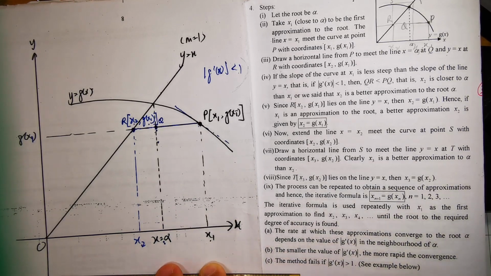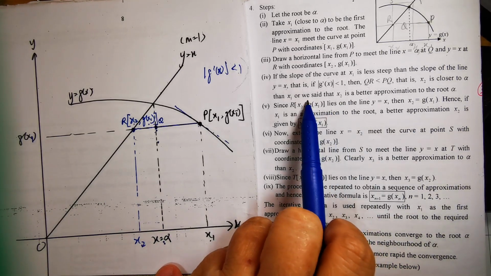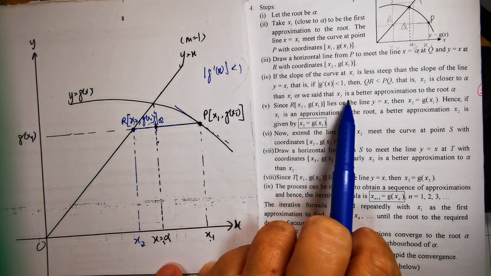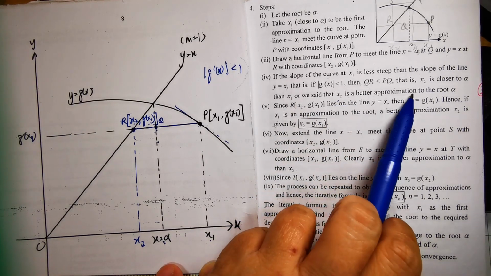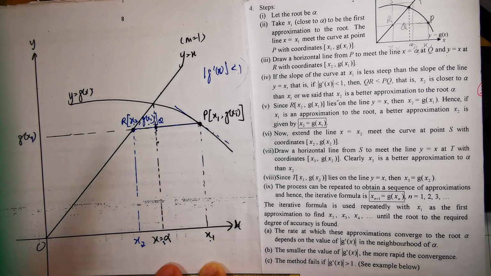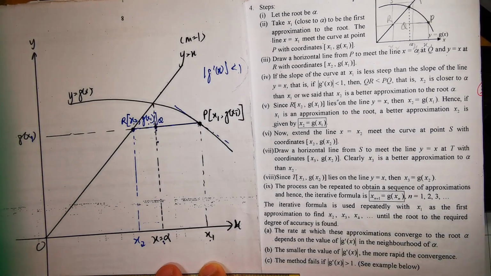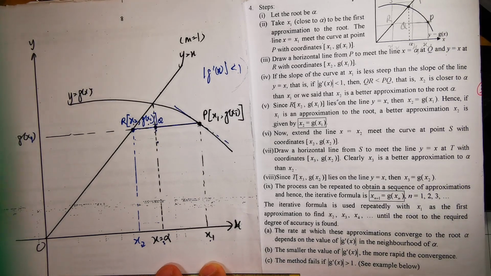So coming back here, we say that x2 is a better approximation to the root, which means it's getting closer and closer. Next, remember we said the iterative method is a repetition process. We are going to repeat the process.